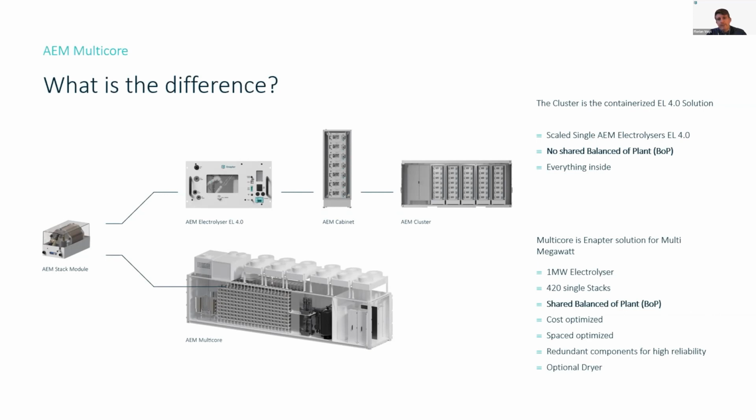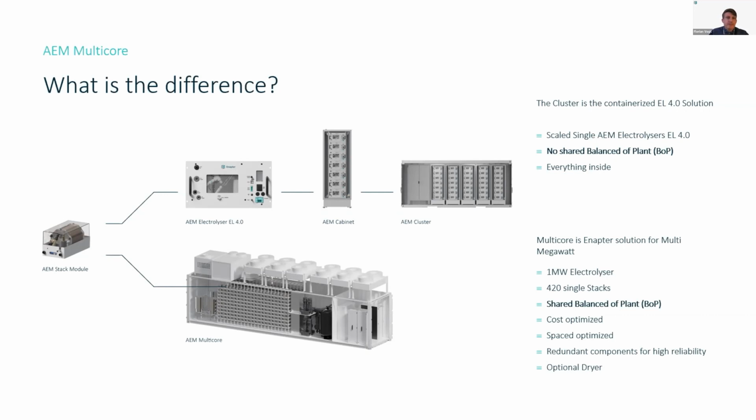This allows us to reach 1 megawatt of electrolyser power with a shared balance of plant. This is the most important difference to the cluster. The cluster doesn't have a shared balance of plant because we have our single AEM electrolyzers inside. So each stack module has its own balance of plant. This allows us for the Multicore that we have a space optimized and cost optimized product with some redundant components for higher reliability and with an optional dryer.